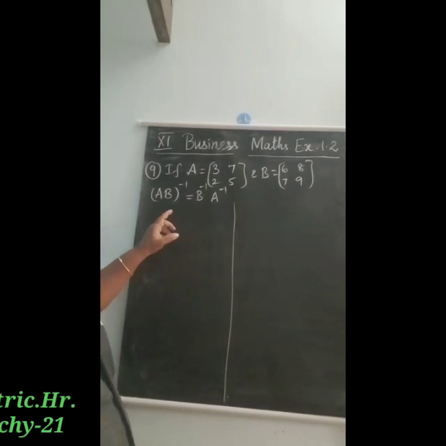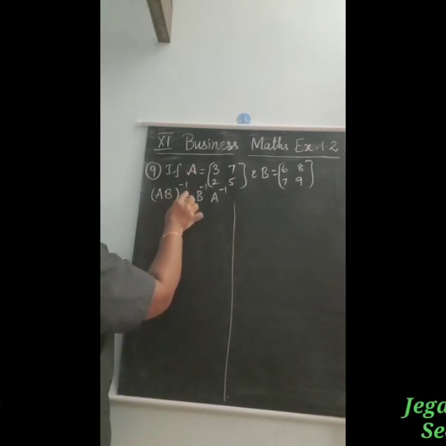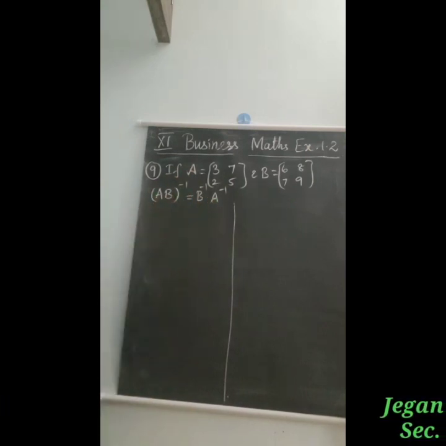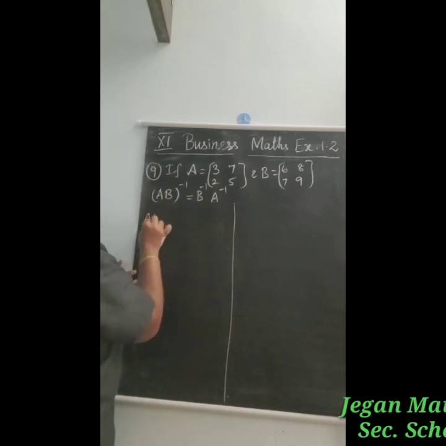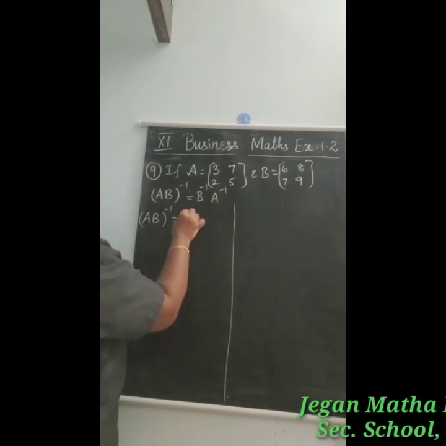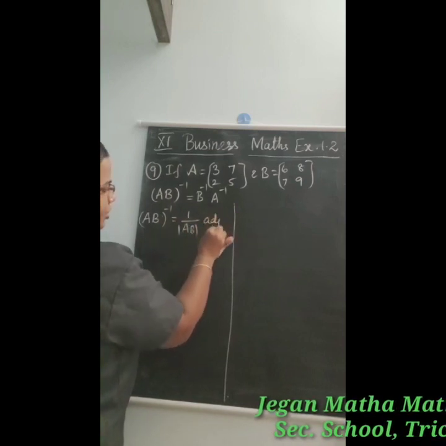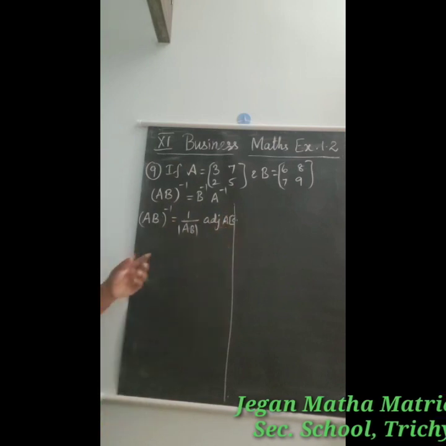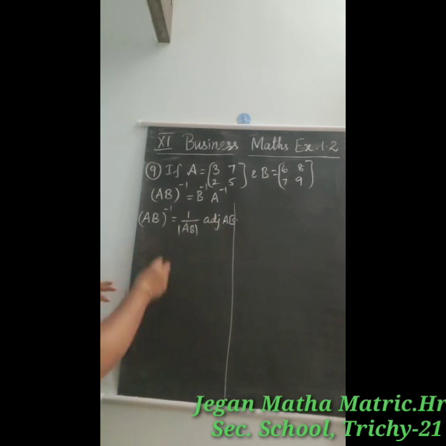The next question, ninth one, is: if A is equal to [3, 7; 2, 5], B is equal to [6, 8; 7, 9], verify that AB the whole inverse is equal to B inverse and A inverse. First we have to take the LHS. First we have to find out AB. First write the formula: AB the whole inverse is equal to 1 by determinant of AB into adjoint AB. So we want the determinant value and adjoint AB. First we have to find out determinant of AB.